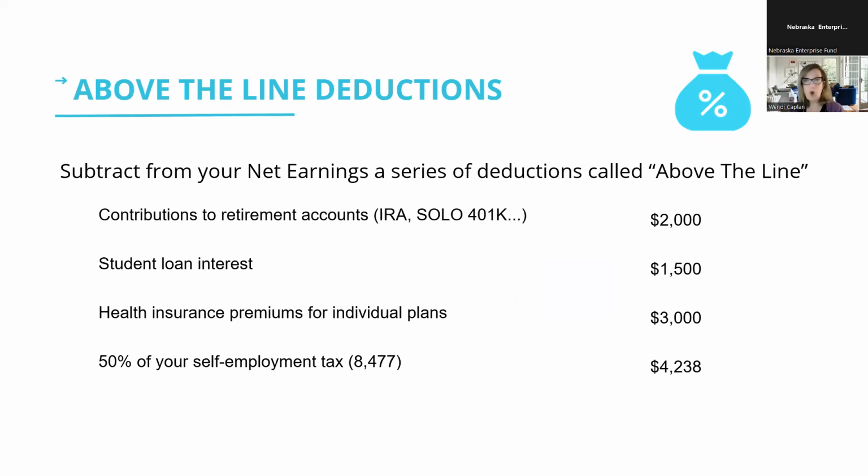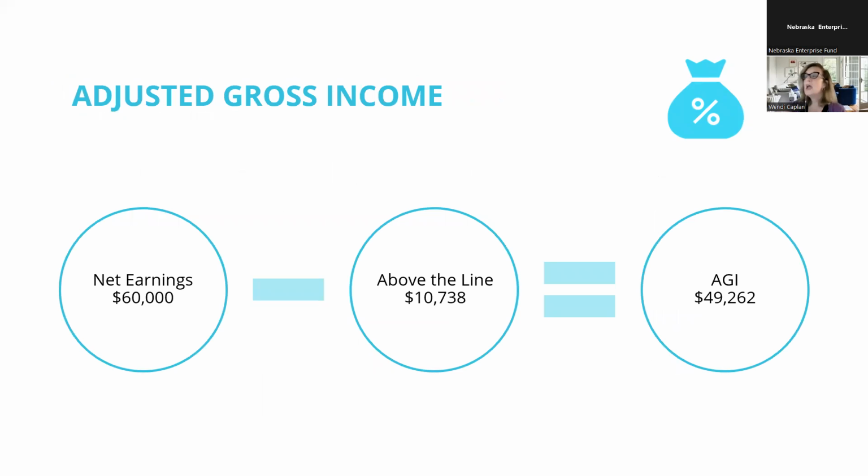So now we have what you call the above the line deductions. This is contributions to our retirement accounts. It's our student loan interest. It's health insurance premiums for individual plans. And guess what? There's that self-employment tax. We can deduct half of what we paid in self-employment. Those are our above the line deductions. And once they are deducted from our net earnings, we have what we call our adjusted gross income, the AGI.